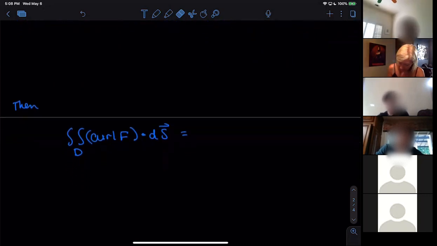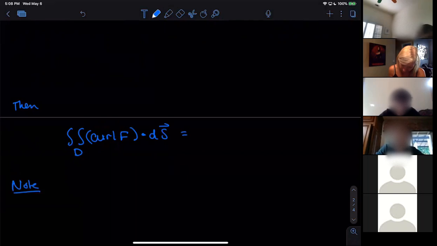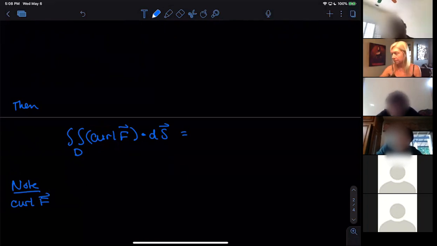So let's explore this left-hand side. Leave a little bit more space maybe. What about curl of F? I have a vector field and I want to think about the curl. What kind of object is the curl? Is that a vector? Is it a scalar? Is it a function? It's a vector, absolutely.